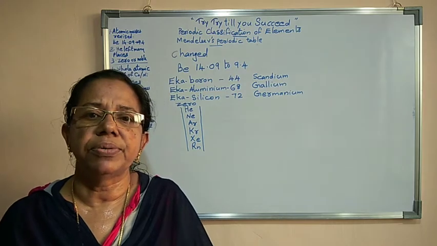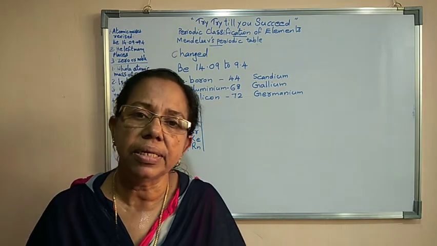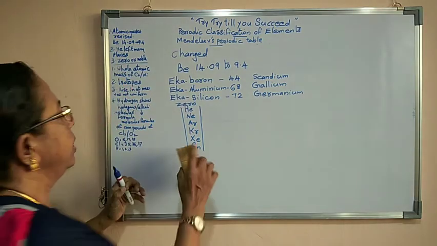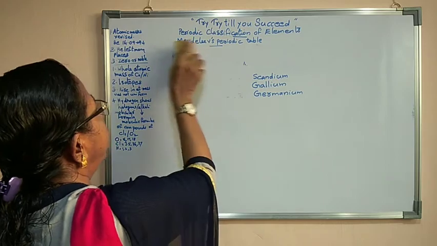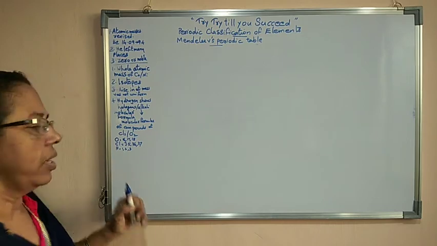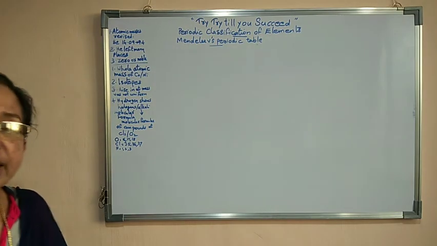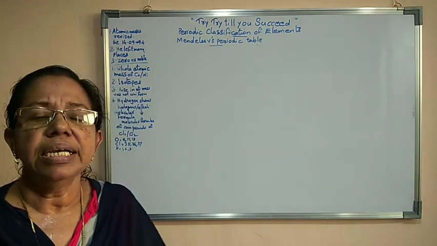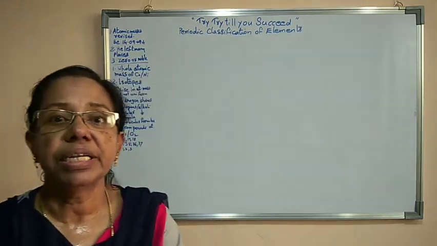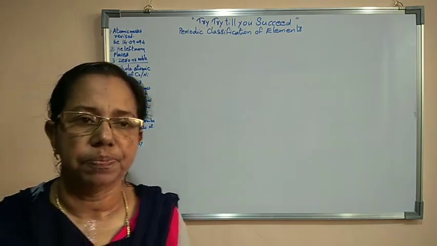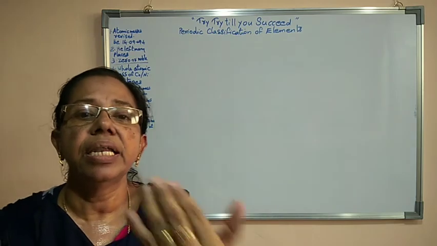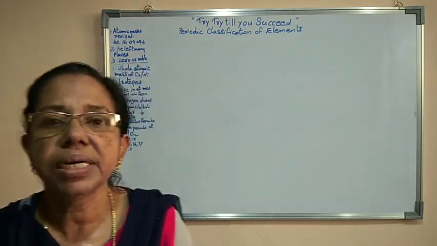Now we are going to study the demerits of Mendeleev's periodic table. We studied 3 merits of Mendeleev's periodic table. Now we are going to study the demerits. There are 4 demerits of Mendeleev's periodic table. Demerits means disadvantages, or we can say the limitations of Mendeleev's periodic table.